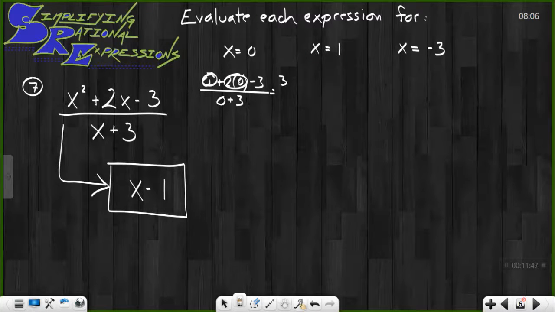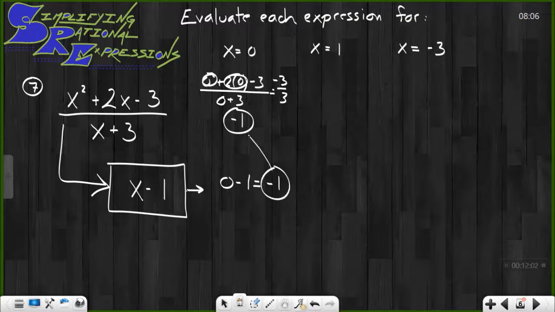So this would go down to -3 over 3. So that whole thing goes down to -1. That's what I get there. Let's test it. In this one right here, I'm going to test this expression, 0 minus 1, I get -1. Same thing, both of those work. That tells me that these expressions are equivalent when x is 0.